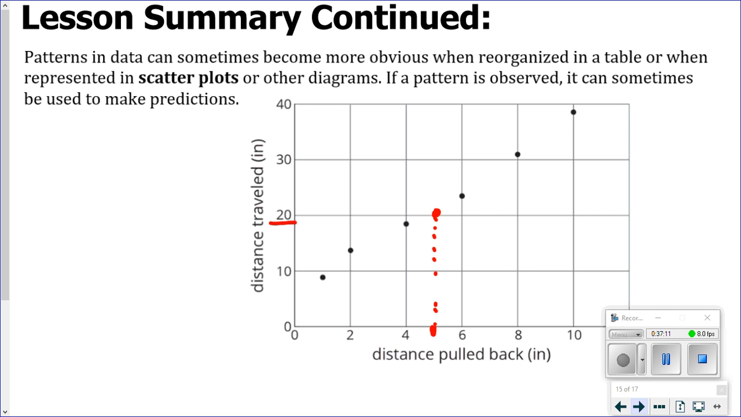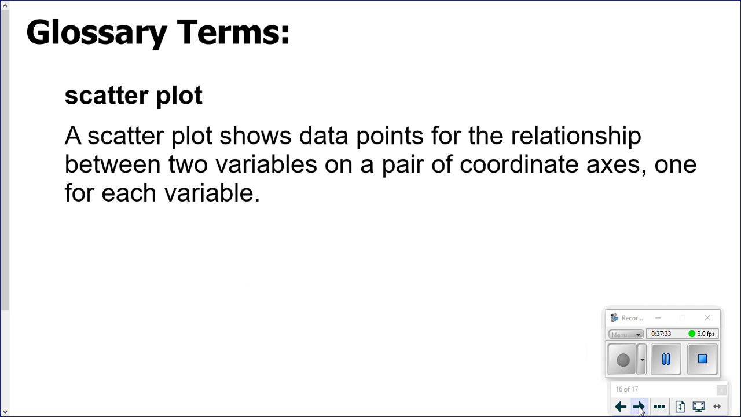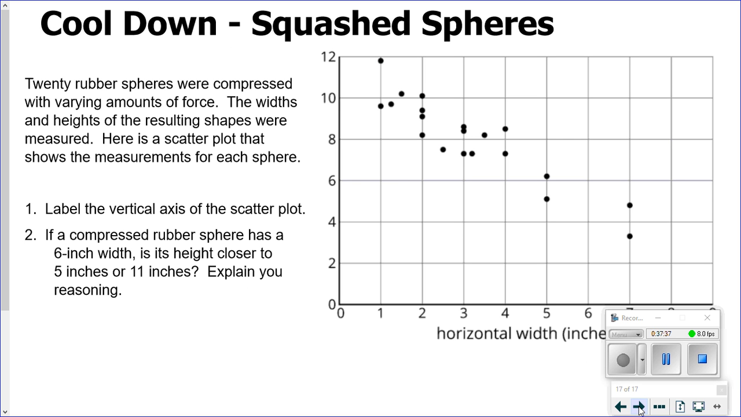So patterns in data can sometimes become more obvious when recognized in a table or when represented in a scatter plot or other diagrams. If a pattern is observed, it can sometimes be used to make predictions, which is what we just did right here. If I pull back 5 inches, I can expect the car to travel a distance of approximately 20 inches. And again, these are approximations.